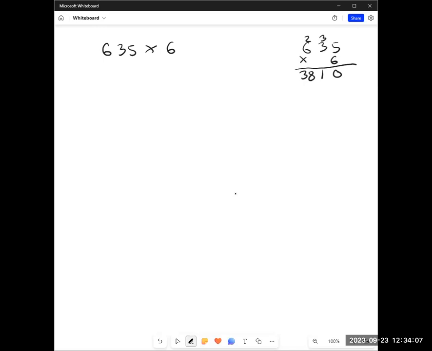Let's multiply by a one-digit number vertically now. Notice if it was horizontal, I'm going to switch it to vertical. 4 times 9 is 36. 20 plus 3 is 23.